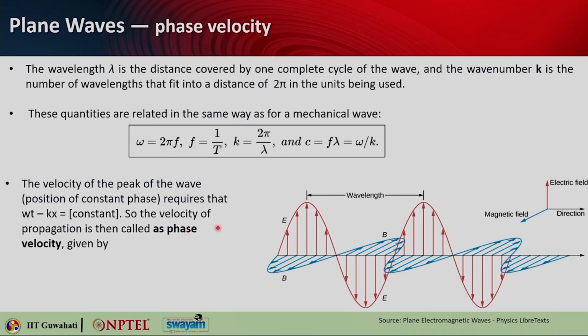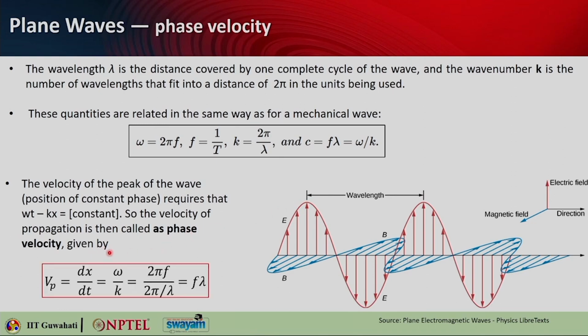So the velocity of propagation is then defined as the phase velocity. You can write Vp equals dx over dt, and from this you find that it is basically omega by k. Now omega you can write as 2 pi f, and k you can write as 2 pi over lambda, so you get Vp equals f lambda. So that is the phase velocity.